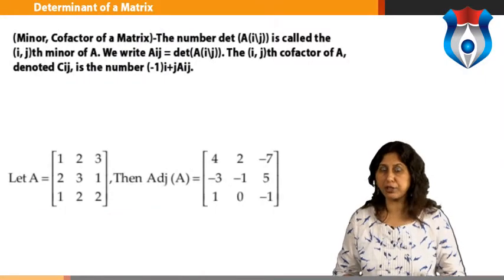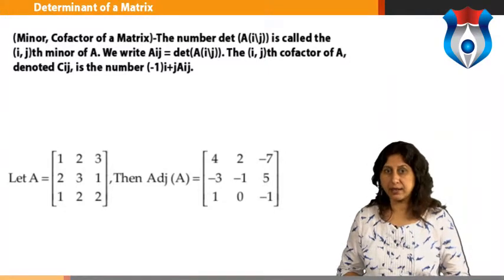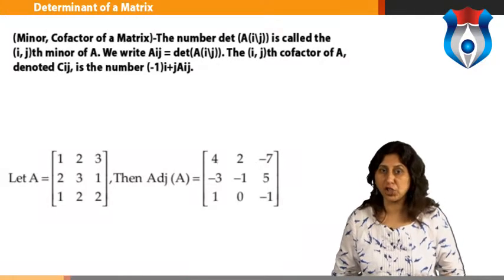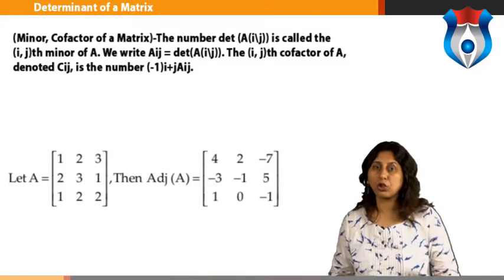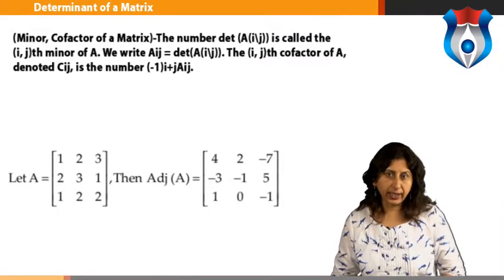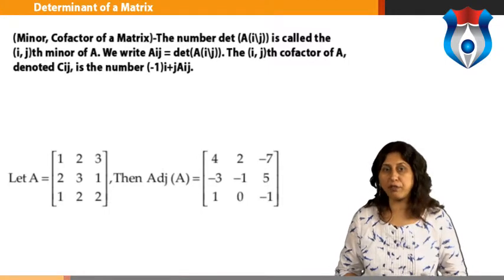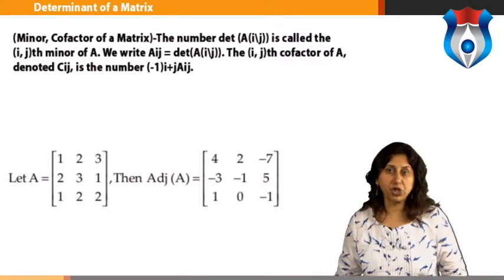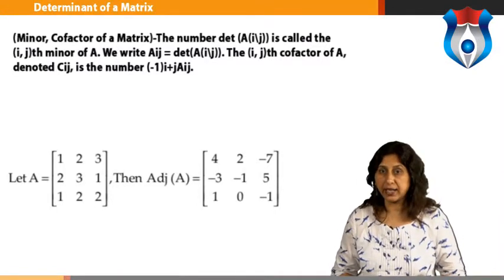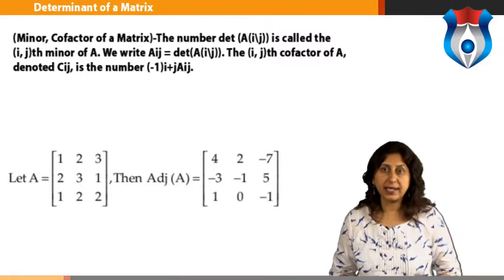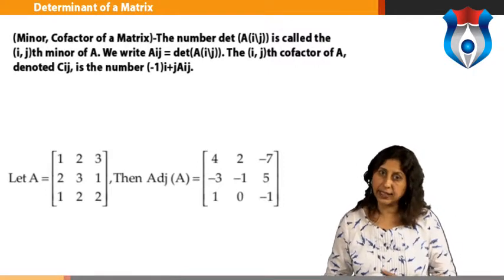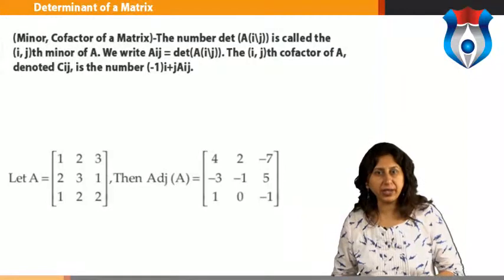Minor and cofactor of a matrix A. The submatrix obtained by deleting row I and column J is called the I, jth minor of A. We write Aij is equal to determinant of A, I, j. The I, jth cofactor of A, denoted Cij, is the number -1 to the power I plus J multiplied by the minor. Let us see on screen.